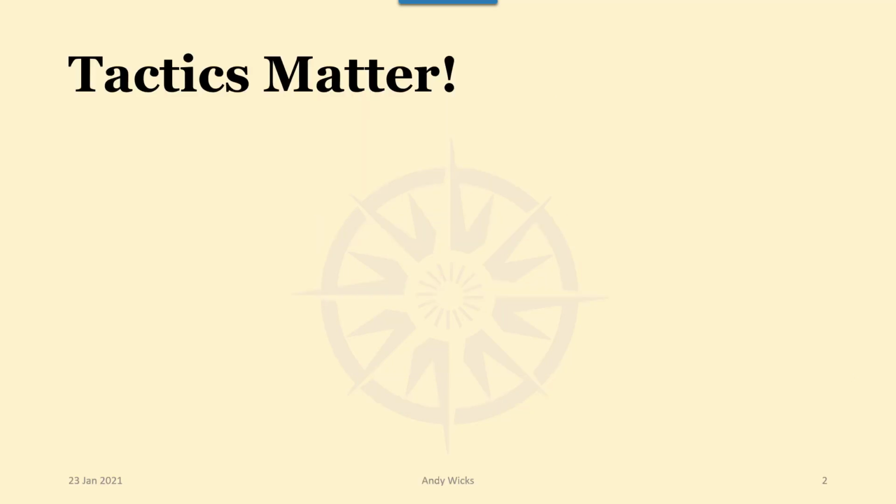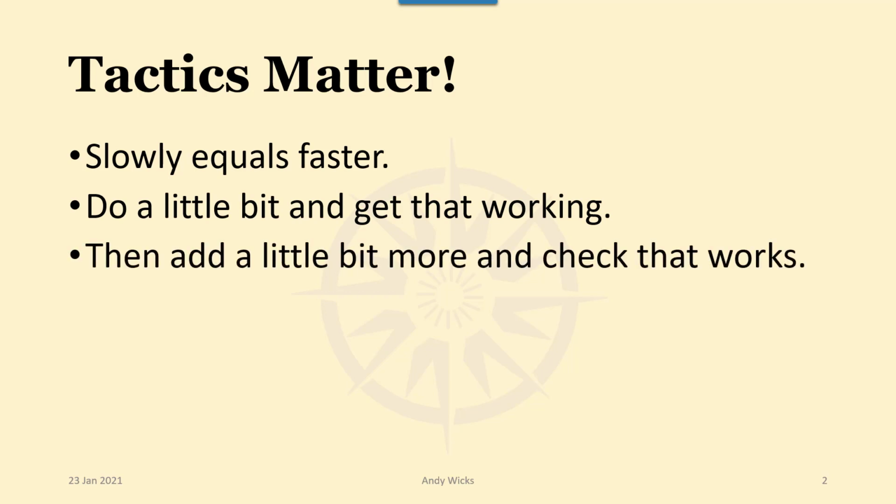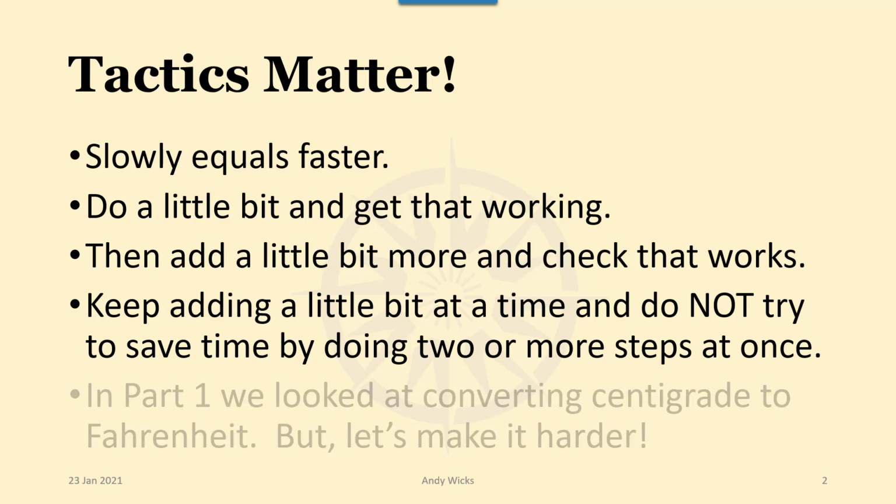In the first video, we looked at the fact that tactics matter. Slowly is faster. What we do is get a little bit working, and then add a little bit more and check that that works, and so on. So we keep adding a little bit at a time. We do not try to save time by doing two or more steps at once.